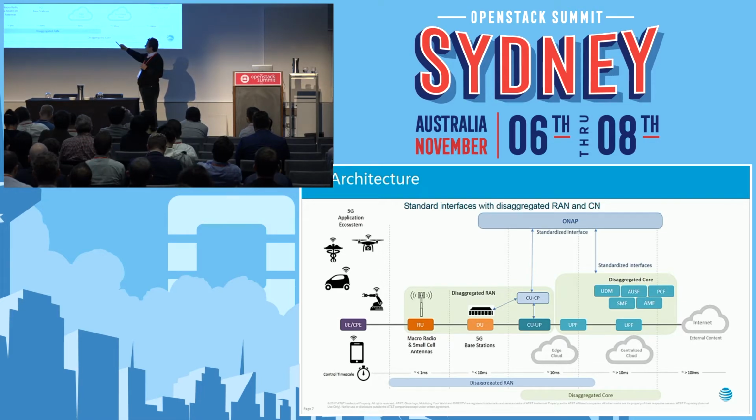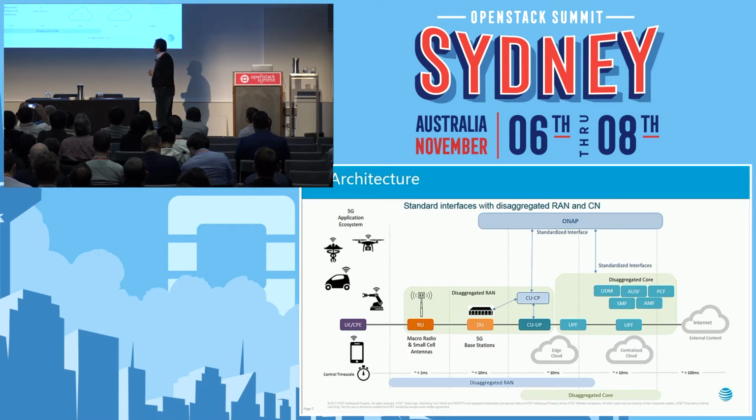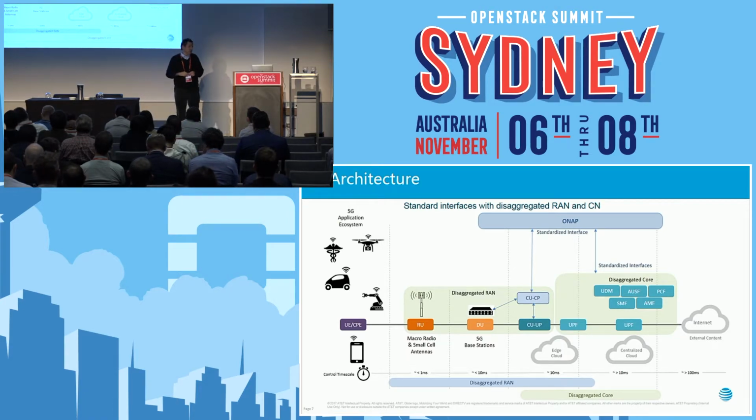1 millisecond or below is the radio, because it's ultra fast. There are RU related functions, which are potentially not virtualizable with current technologies. And then you have DUs and CUs, all the way to external contents with different functionalities.